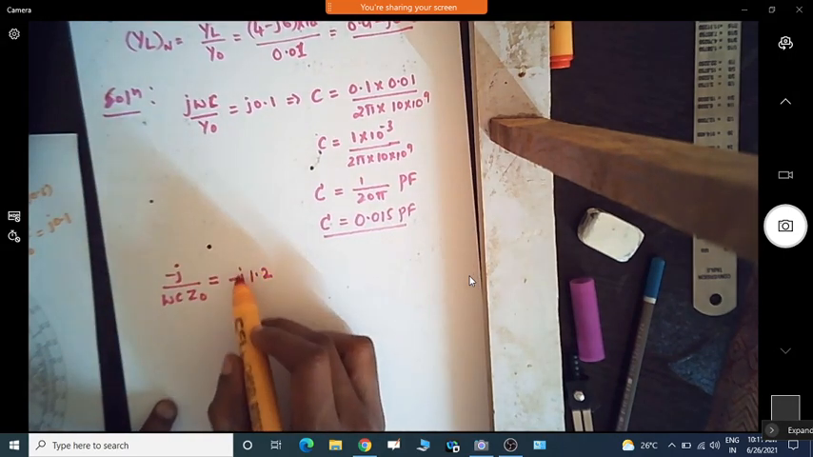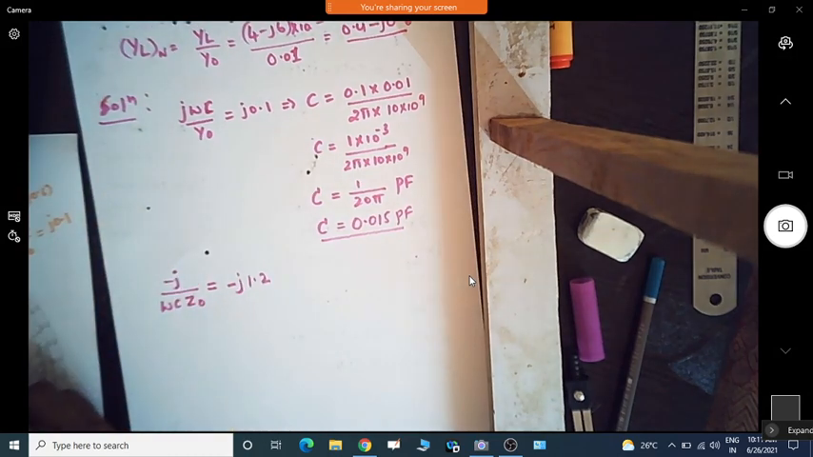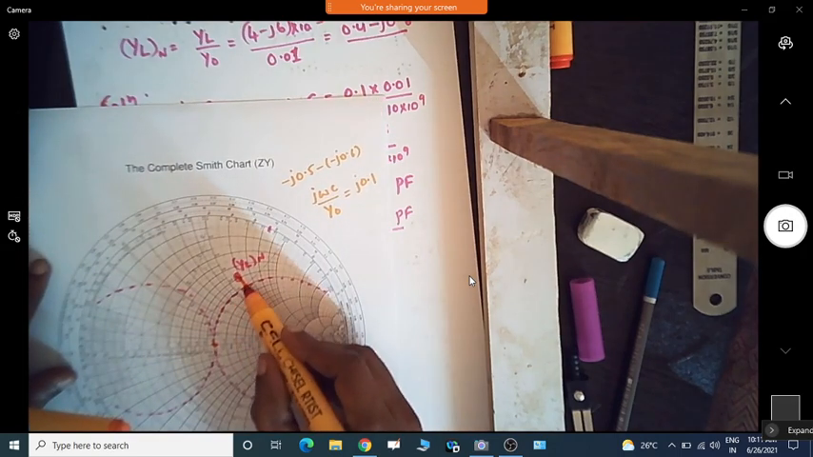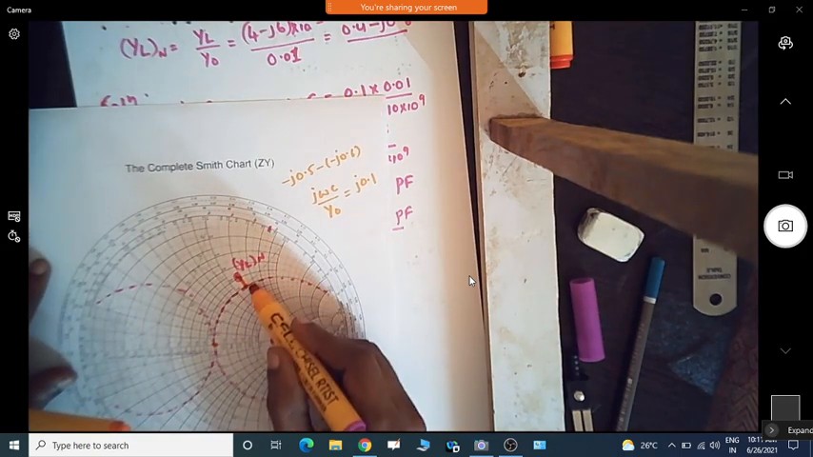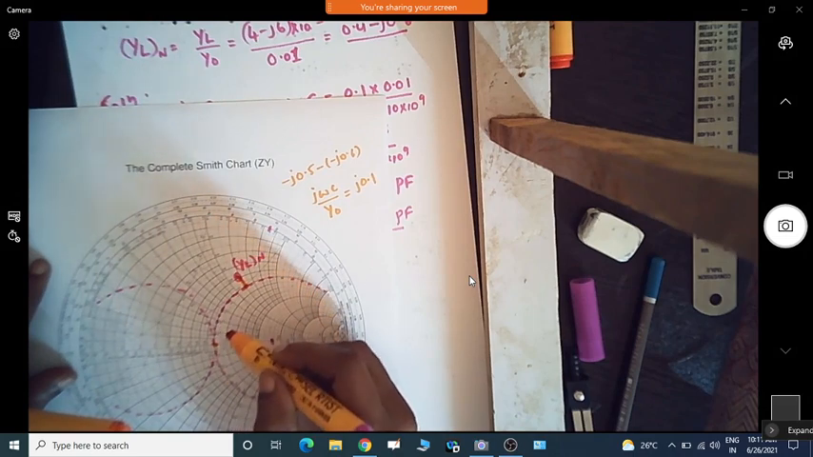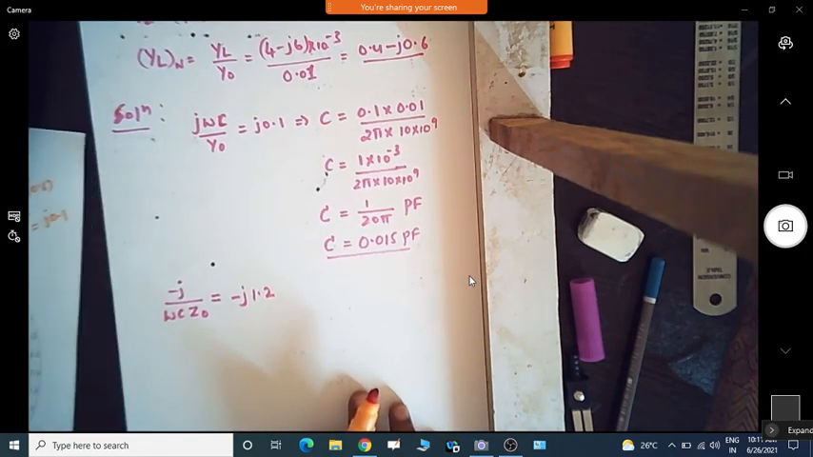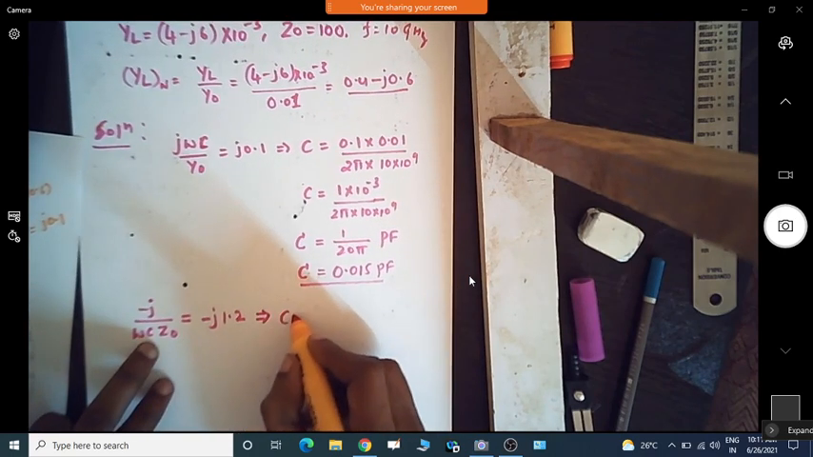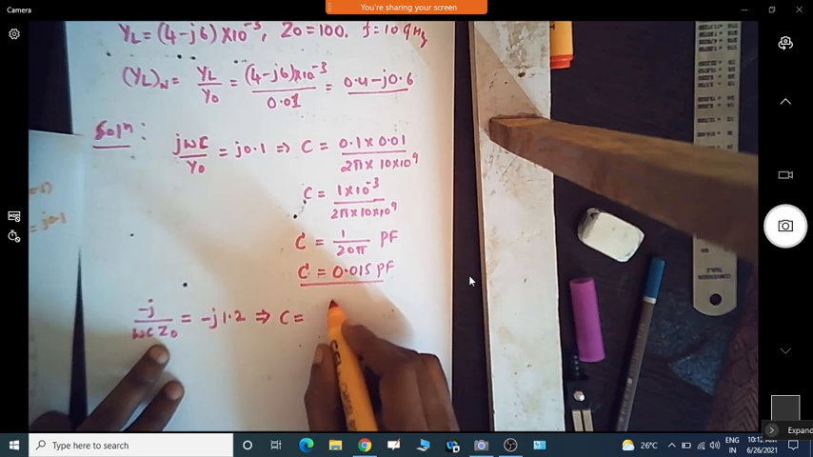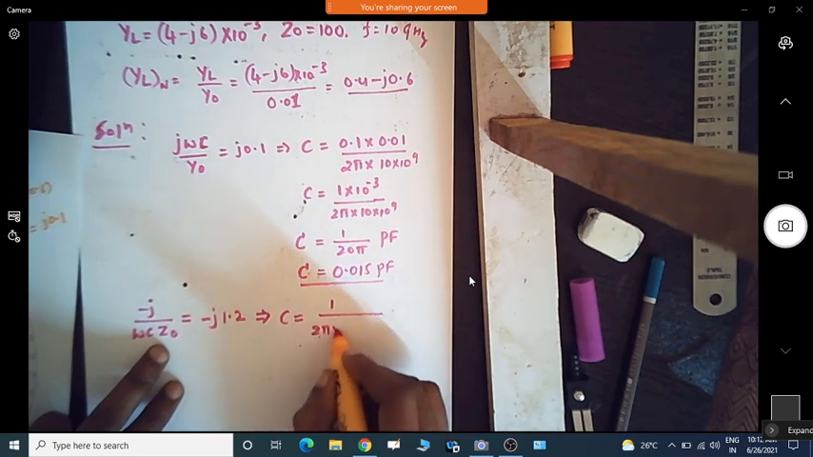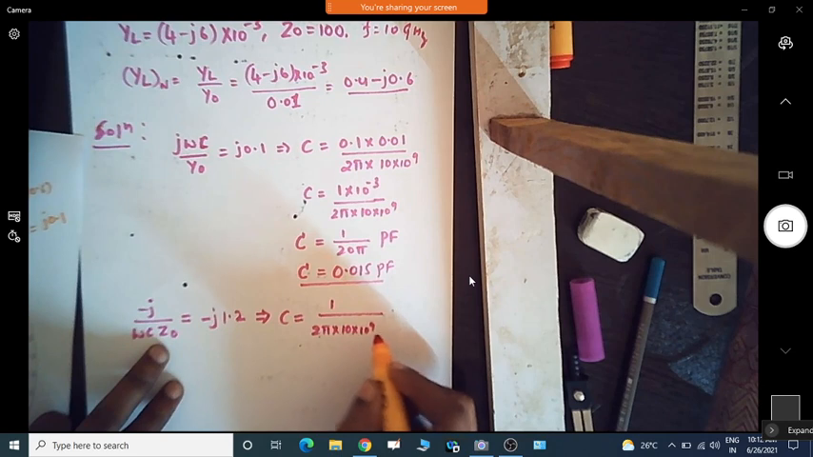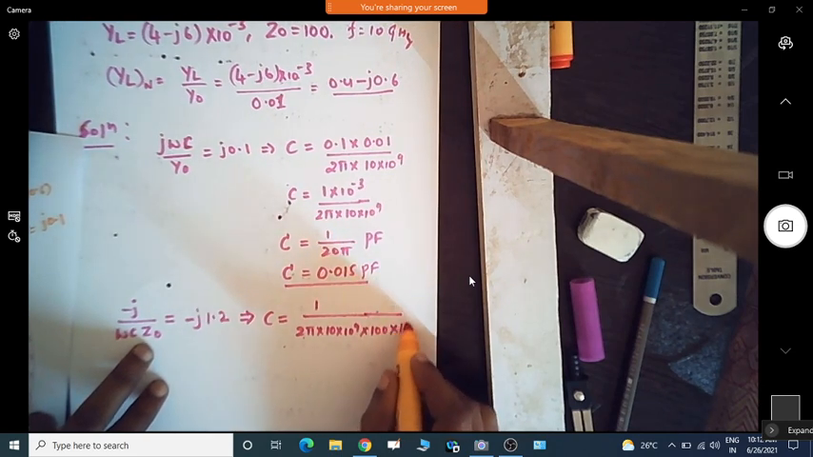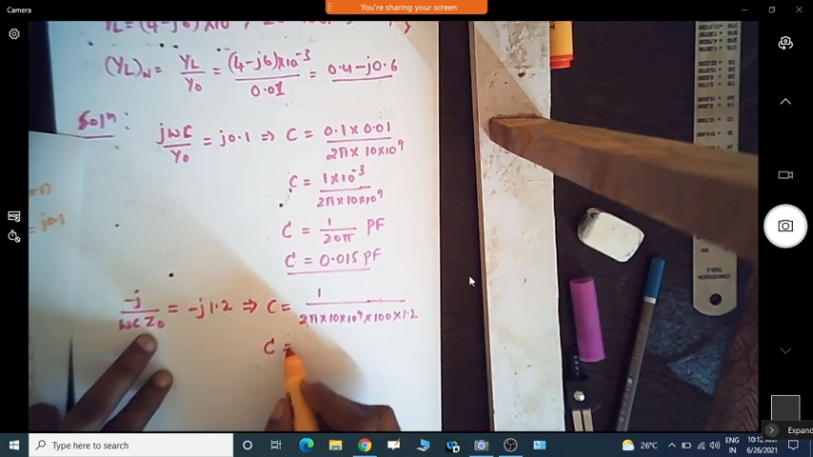So this is the reactance offered by the series capacitor. Okay, so this is the series capacitor. We are moving from this point to this point on the unity resistance circle downwards. So that's why it is a series capacitor. Now find out the value of the series capacitor. So that is C, which is equal to 1 over 2 pi into 10 into 10 power 9 into Z0, which is 100 into 1.2. So this is the capacitance value.